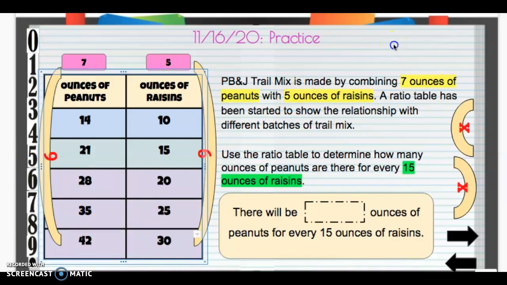So now that we have the chart completed, now we need to look at 15 ounces of raisins. So 15 ounces of raisins, there's going to be 20 ounces of peanuts. Okay, and that's how you would do the practice problem.